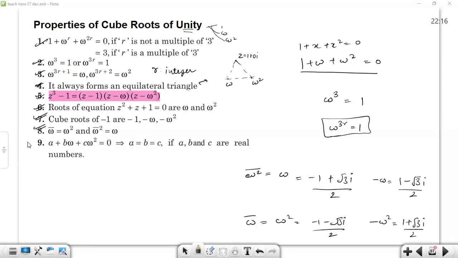Coming to the next property, a plus b omega plus c omega square is equal to 0.